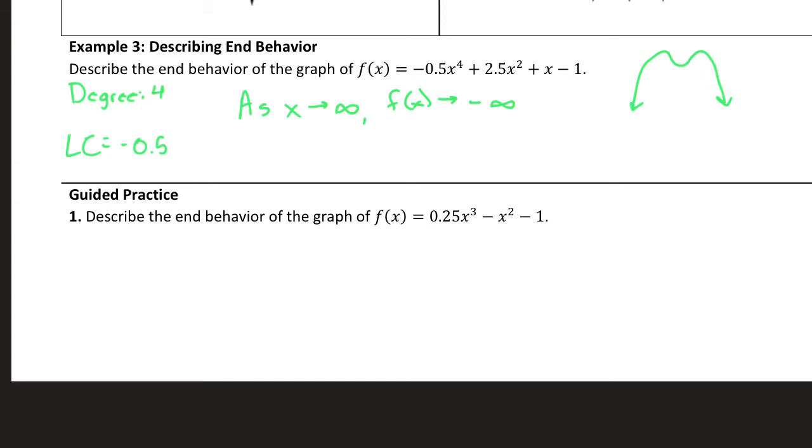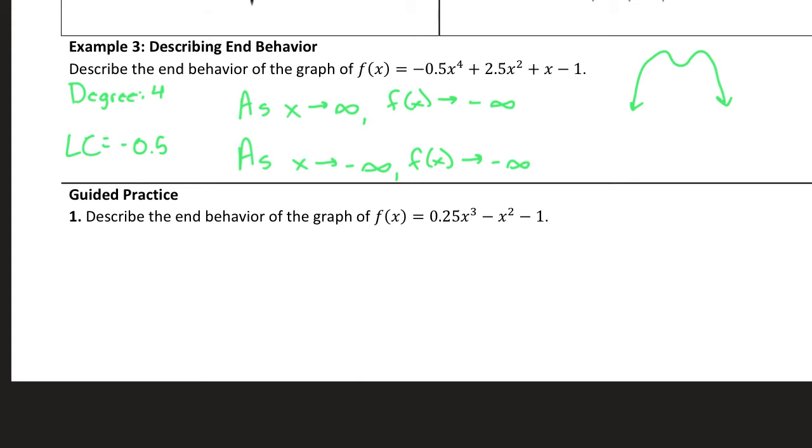So x goes to infinity means to the right. f of x going to negative infinity means it's going down. Now, we talk about the same thing as x goes to negative infinity, meaning as x goes to the left. Our outputs, our y values, also go to negative infinity. Okay? Remember, even degree functions have the same end behavior to the right and to the left. Okay? So that's the thing we've got to kind of get down. Knowing when I say x goes to this, f of x goes to this, what does that mean?